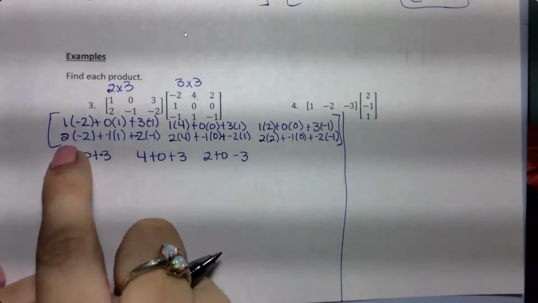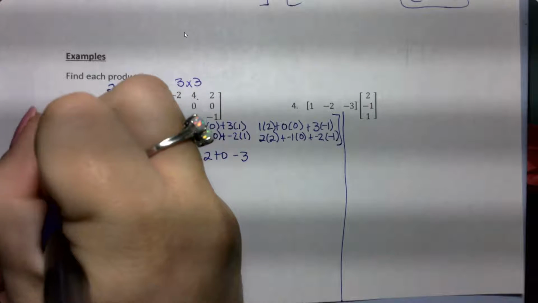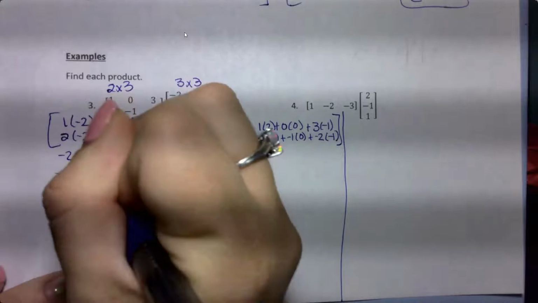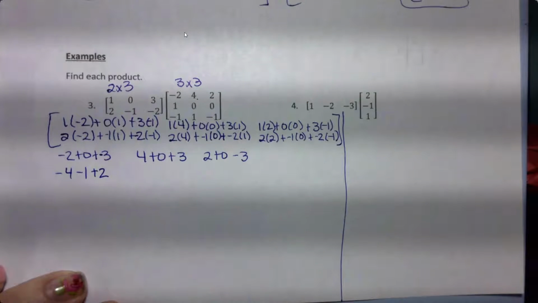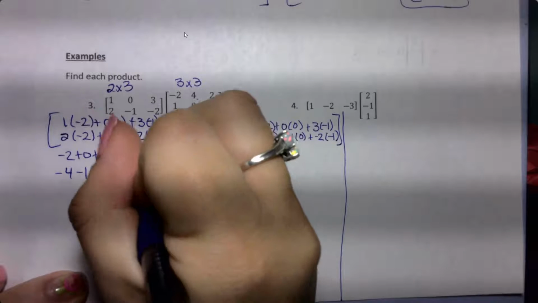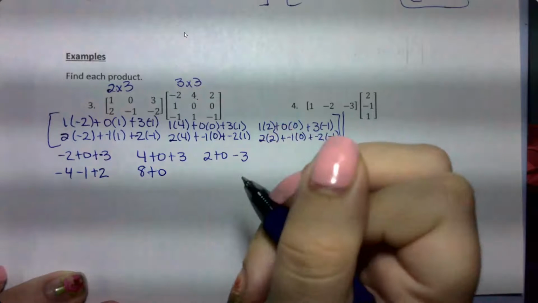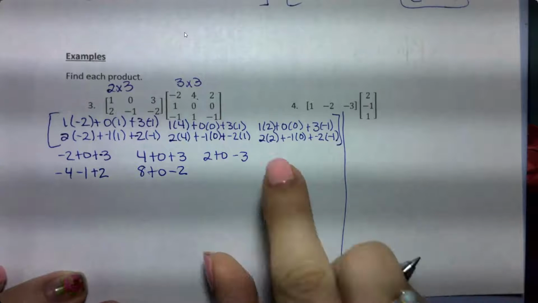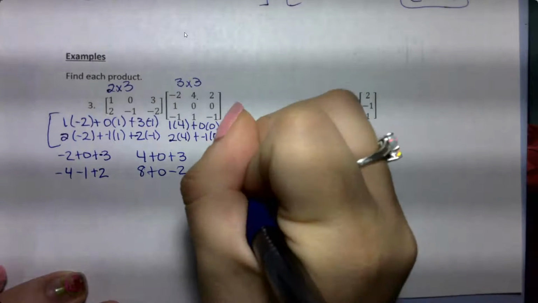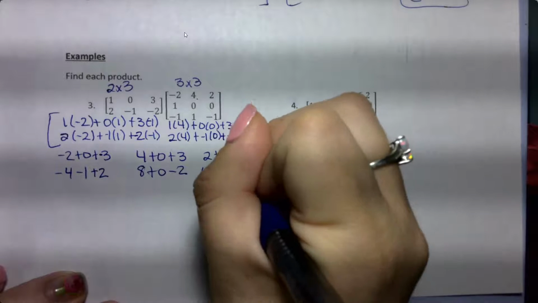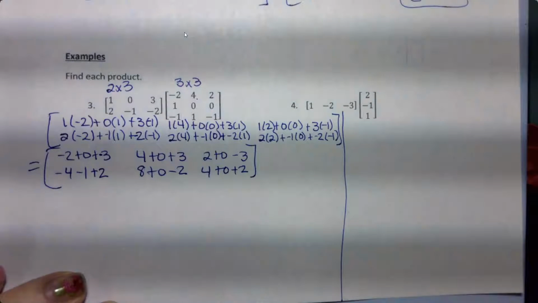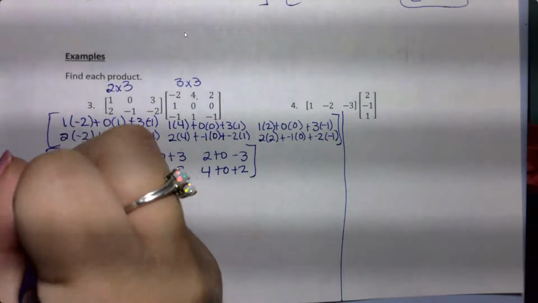Second row, first column, I'm going to have negative 4 minus 1 plus 2. Second row, second column, I have 8 plus 0 minus 2. Second row, third column, I have 4 plus 0 plus 2. Draw my bracket. Then I just want to go ahead and combine my terms. I'll just write this down below.